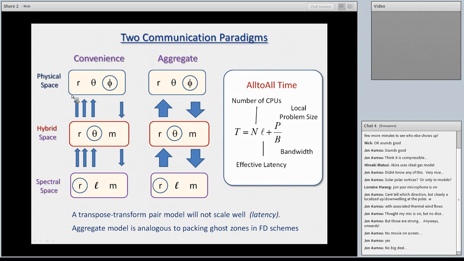And the thing is, when you're calling an all-to-all, the number of CPUs that you're talking to is not nearest neighbor, it's a lot of people. If you're running a 10,000 CPU problem, then you're probably doing an all-to-all across at least 100 processors, or 100 cores, however you want to think about it. So this term in the front can get big very fast, and you want to limit the number of all-to-alls you take. This is analogous to finite difference or finite volume schemes, when you pack all of your ghost zones for the different fields into one buffer and just send one send-receive pair to your neighbors.